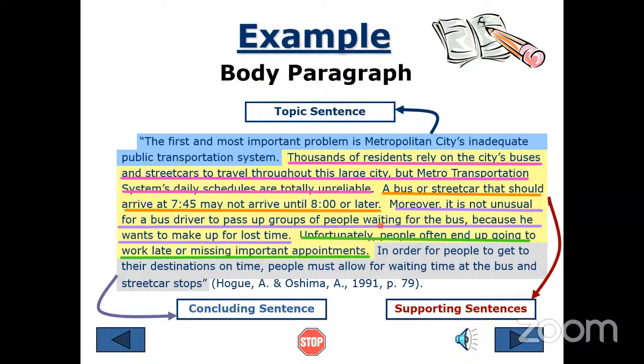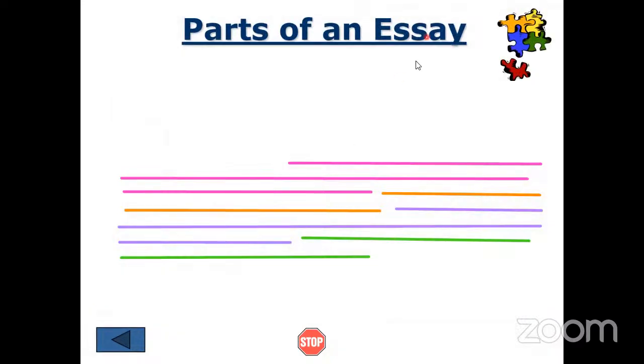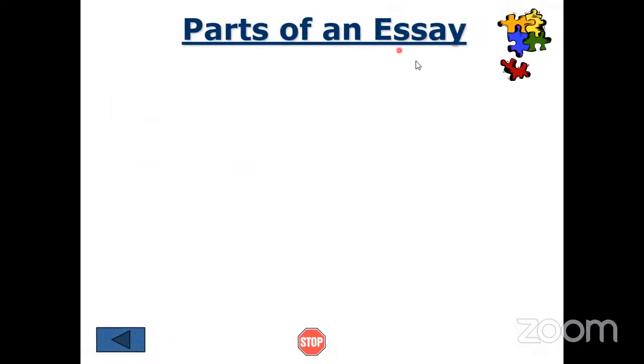So we're finishing with the concluding paragraph. Let's continue. The conclusion paragraph is the last paragraph in the essay. It completes the essay by summarizing or repeating the most important ideas. The conclusion can also include an opinion, a prediction, or a solution to a problem.